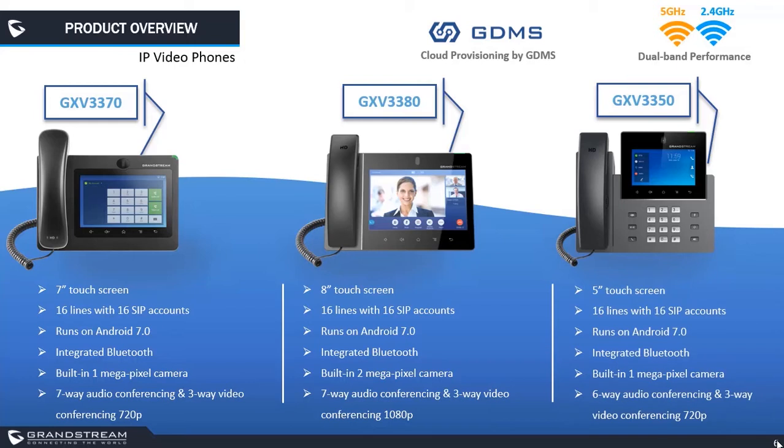And the last model is the GXV 3350. This one has a touch screen of 5 inches. This phone is like the replacement of the GXV 3240. This model supports 16 lines instead of 6 lines in the old models. It runs on Android version 7. It also supports Bluetooth. It has a 1 megapixel camera, and it supports 6-way audio conferencing and 3-way video conferencing using the resolution 720 pixels.